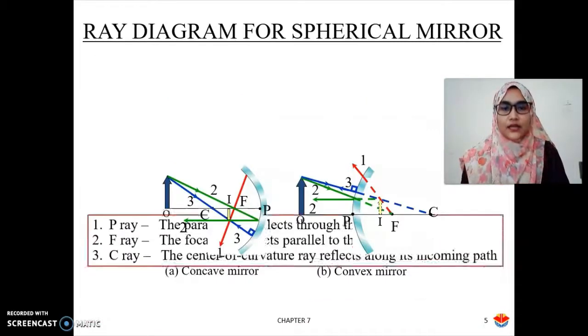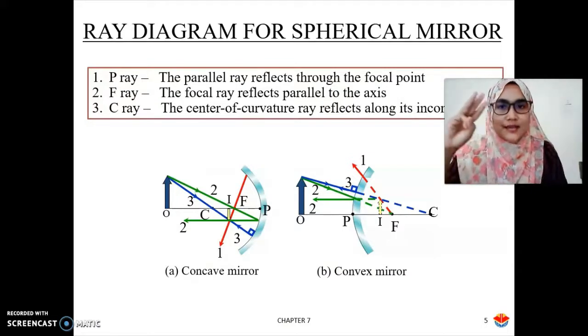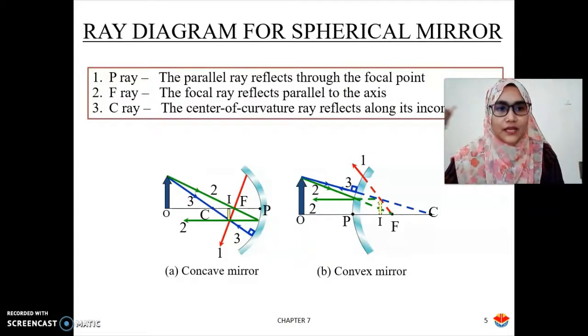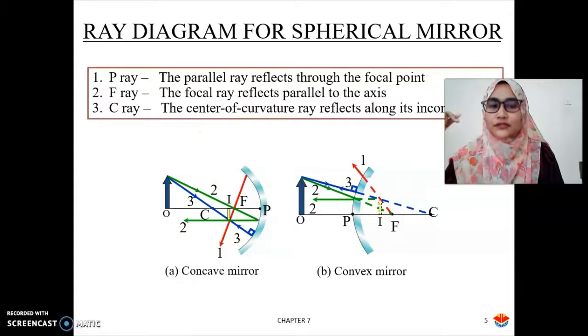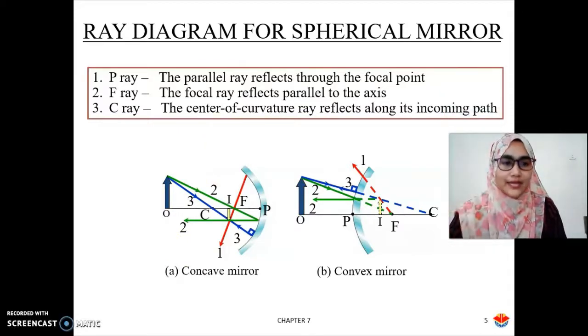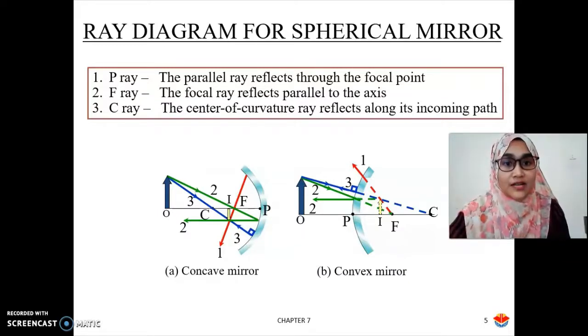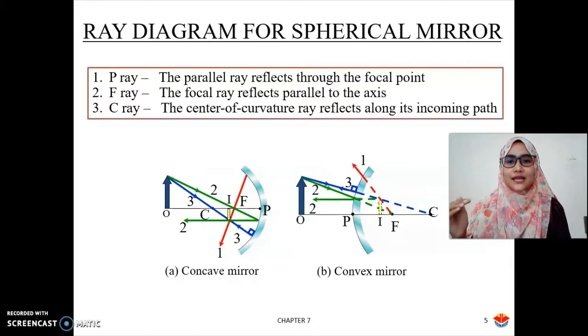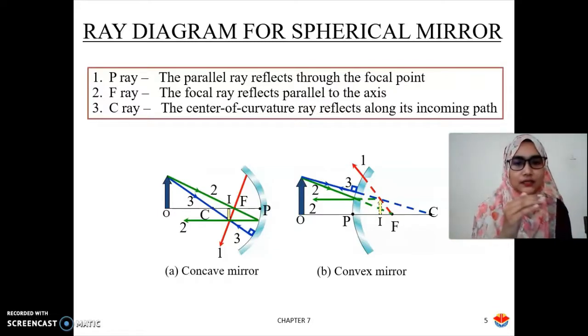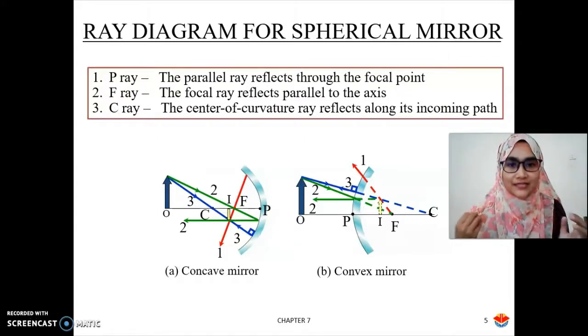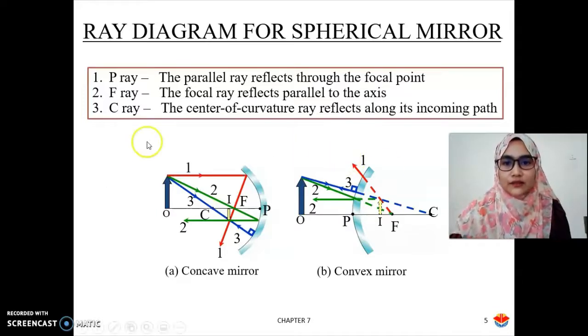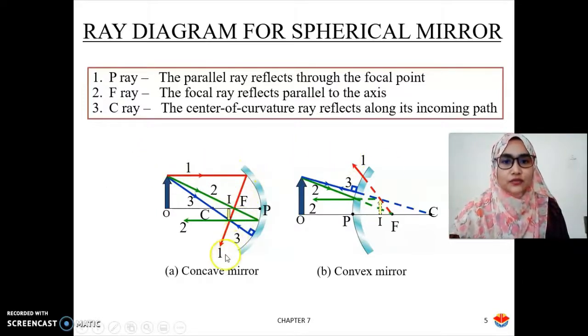Now I'm going to show you 3 steps to sketch ray diagram, and you're going to use these 3 steps in order to sketch any ray diagram for any cases. The first one is called P ray. P ray is parallel ray. The light comes from the object parallel and then hits the mirror. The property of a mirror is to reflect light, right? So that line comes, if you look at the red here, and then it gets reflected, passing through the focal point. Parallel to focal point.